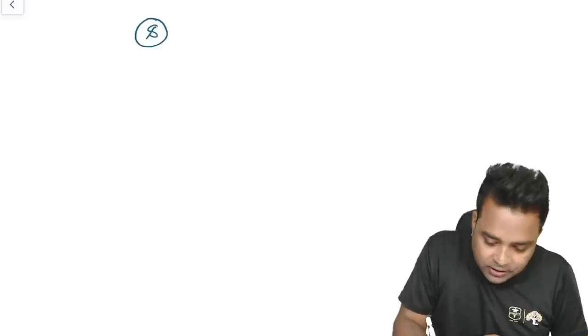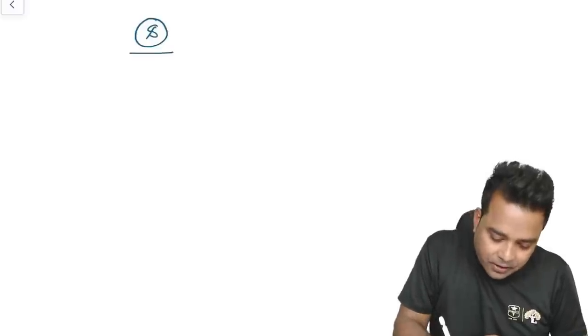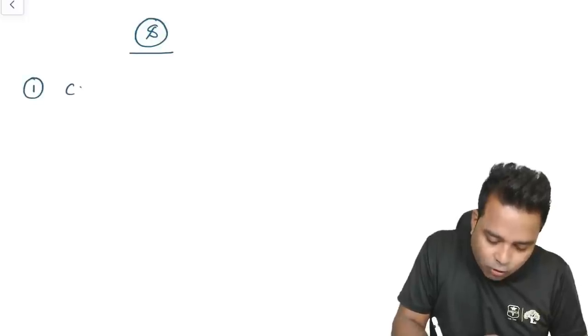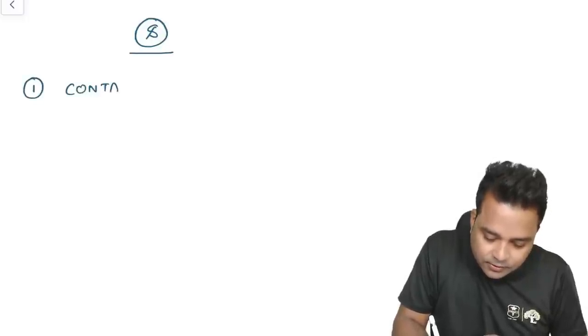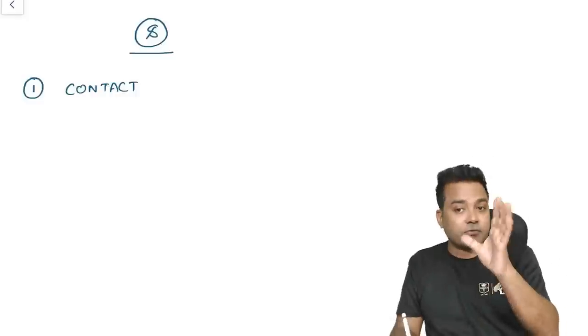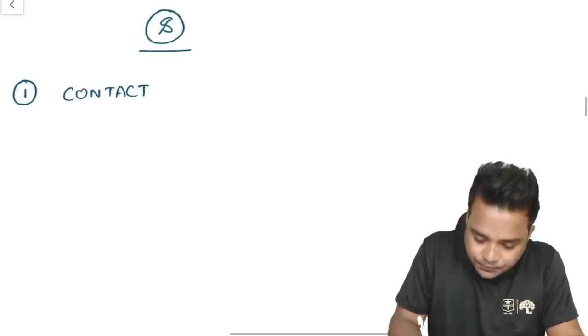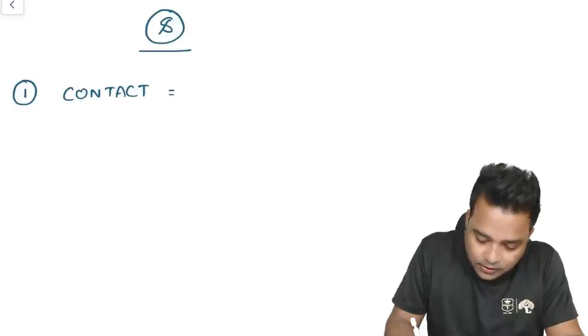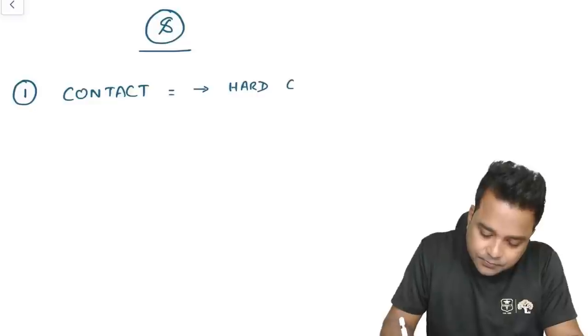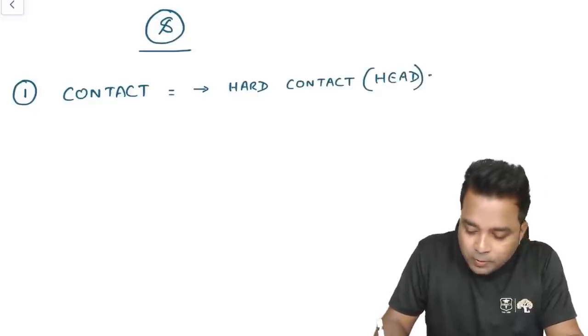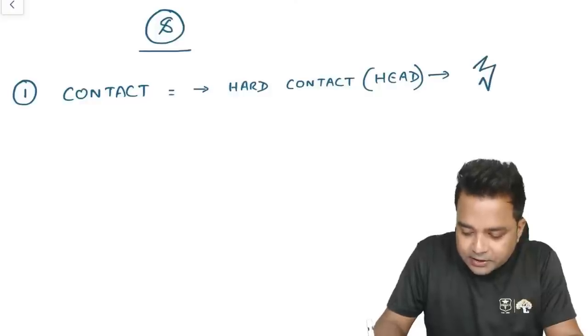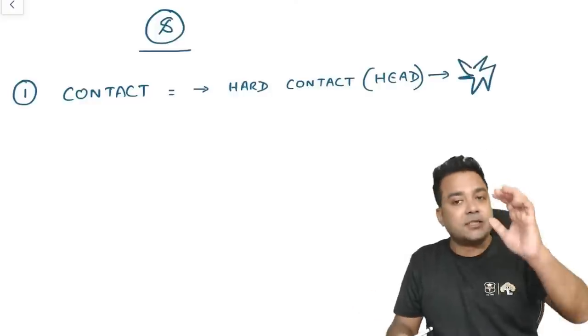So what happens when I fire a shotgun weapon? If the weapon is fired in contact, contact range is one of the ranges, no? So in contact range, if the contact is hard contact and that too over the head area, due to the blowback phenomenon, what we get is a star shape entry, also called a stellate shape entry.